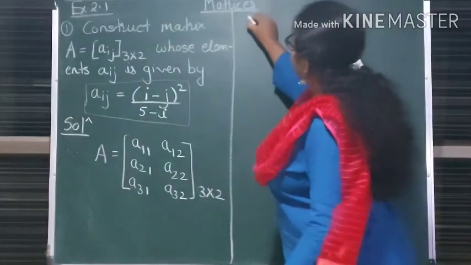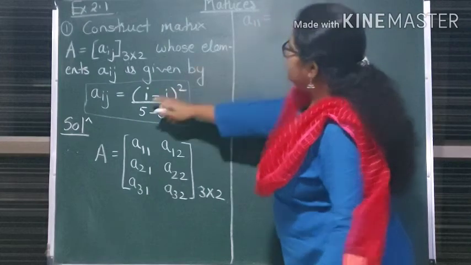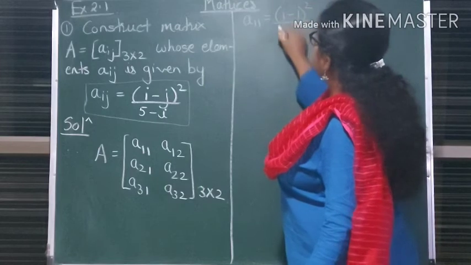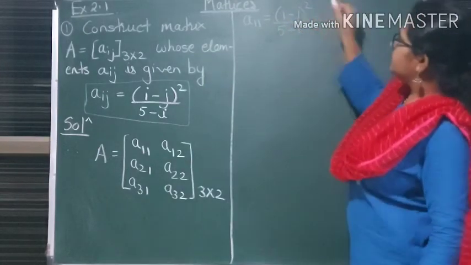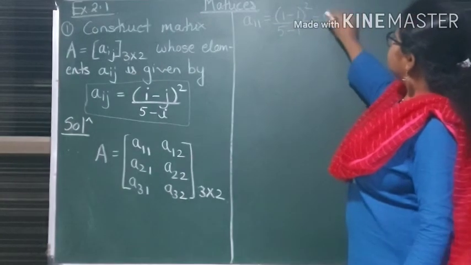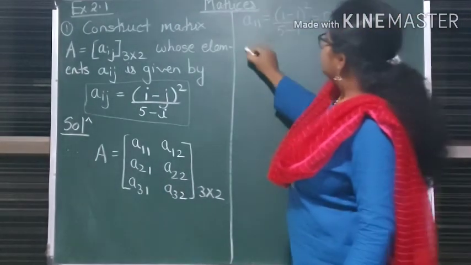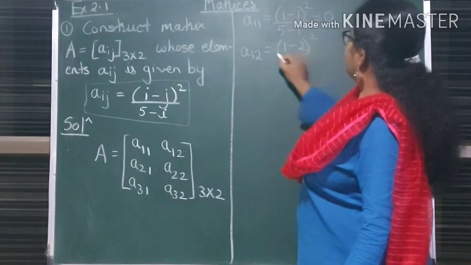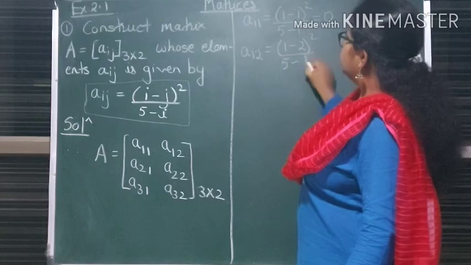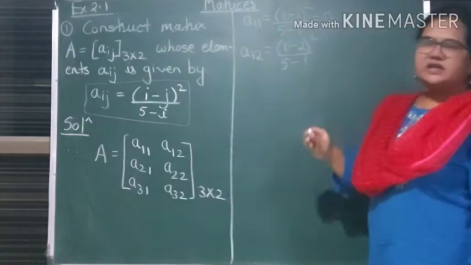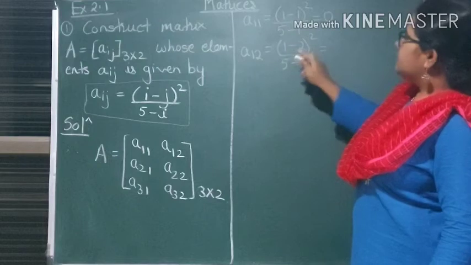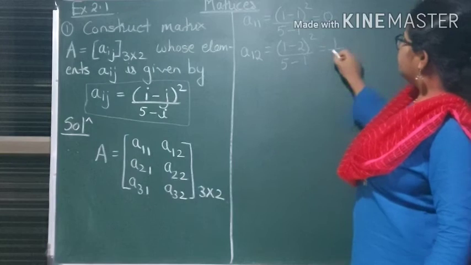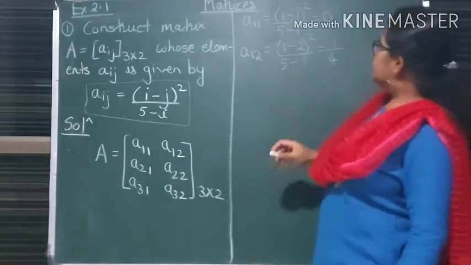Okay. So, a11 will be equal to (i - j)^2 upon 5 - i. So, it will be (1 - 1)^2 upon 5 - 1. 1 minus 1 is 0, and 0 upon anything is 0. So, the first element a11 is 0. Next, a12 will be (1 - 2)^2 upon 5 - 1, where i is 1 and j is 2. So, 1 minus 2 is minus 1, minus 1 squared is 1, upon 5 minus 1 which is 4. So, a12 is 1 by 4.